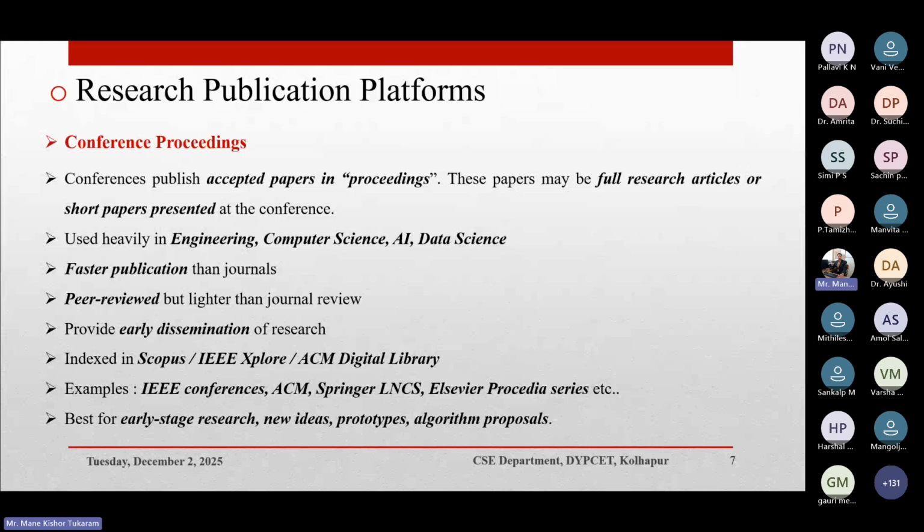And again, as I told, it is indexed in Scopus, IEEE Xplore, ACM Digital Library, or Springer, and so on. So all those conferences are tied to particular platforms. It may be published in IEEE, or in the Springer LNCS series, or in the Elsevier proceedings series, or in the ACM Digital Library, or by CRC Press. So all those options are available nowadays for conference publications also.